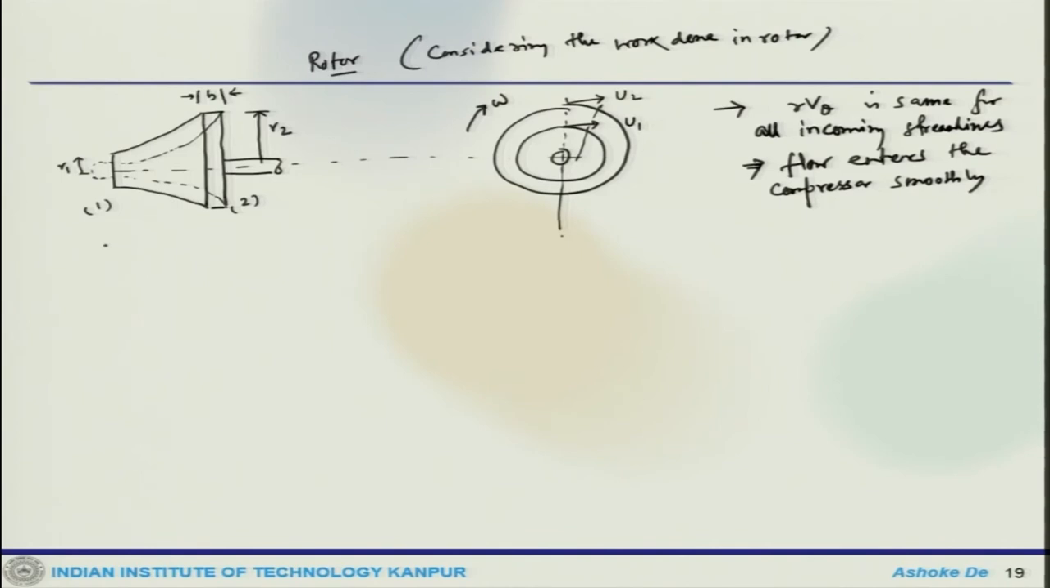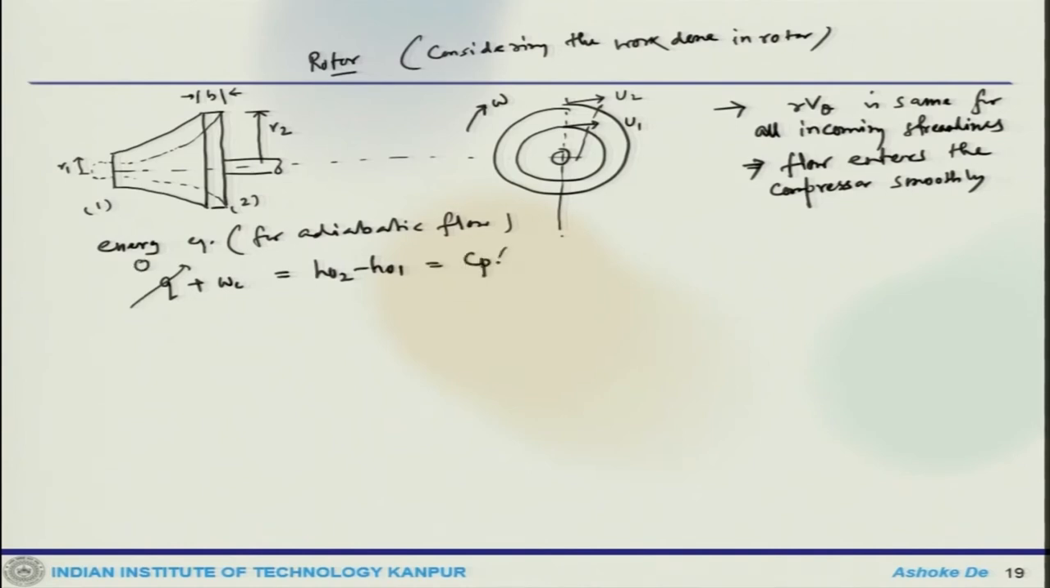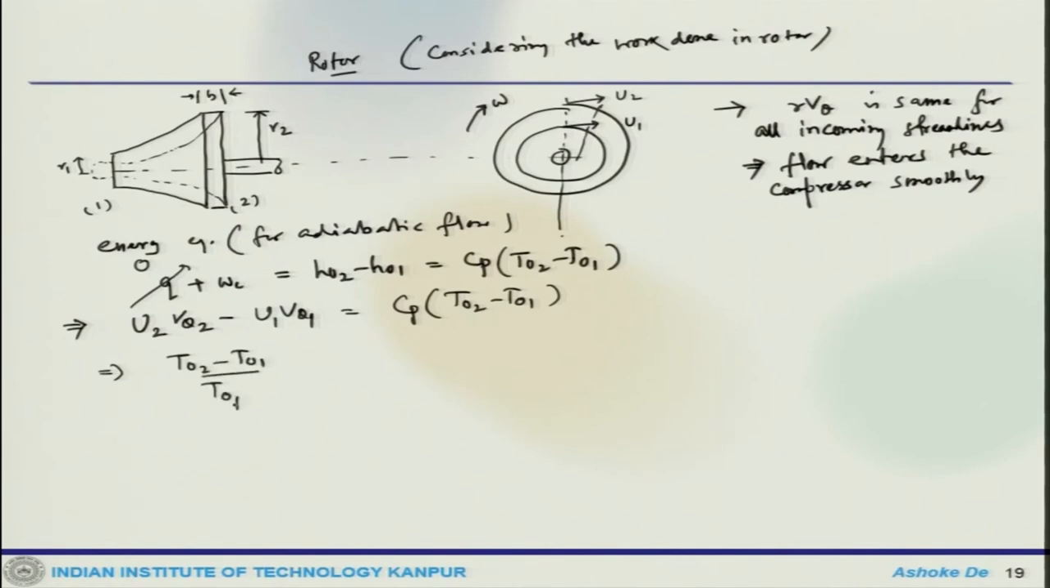Now, we write the energy equation for adiabatic flow. H02 minus H01 is Cp times T02 minus T01. So, what we have is that U2 V theta 2 minus U1 V theta 1 equals Cp times T02 minus T01. What we get is T02 minus T01 divided by T01 equals 1 by Cp times U2 V theta 2 minus U1 V theta 1.